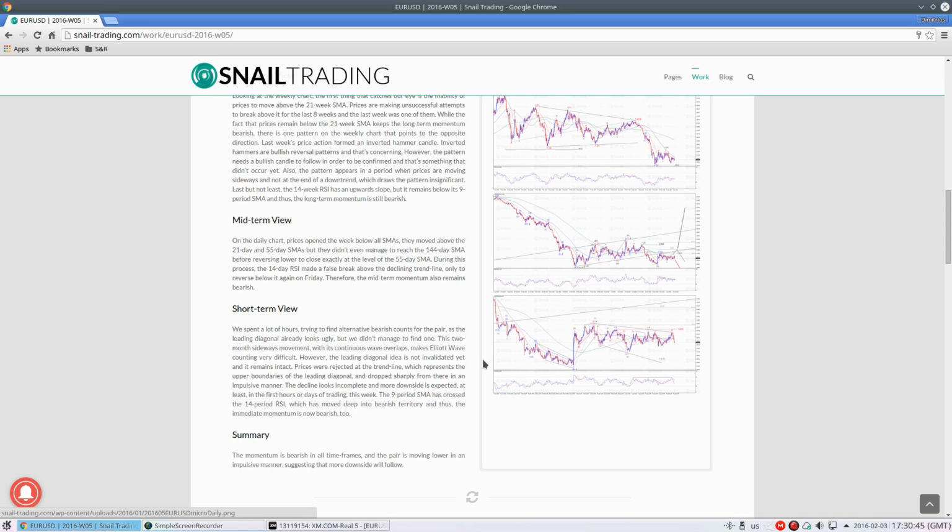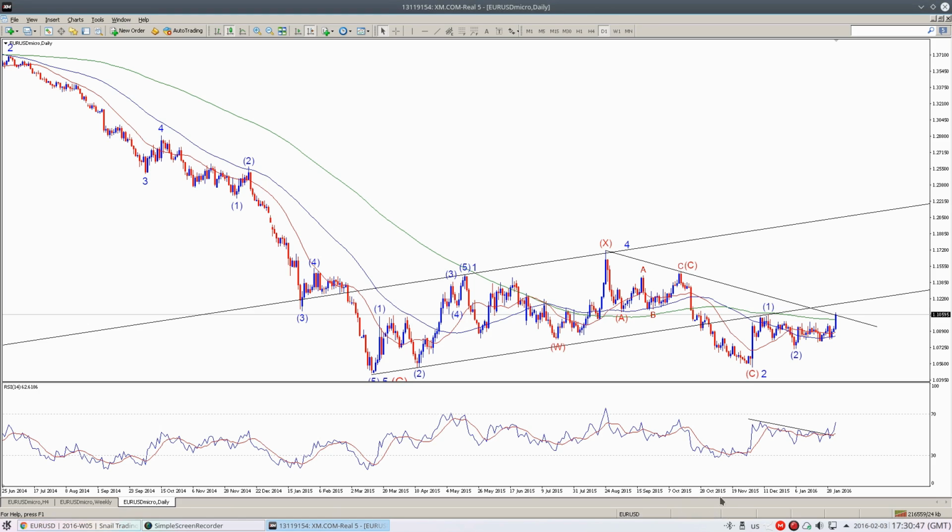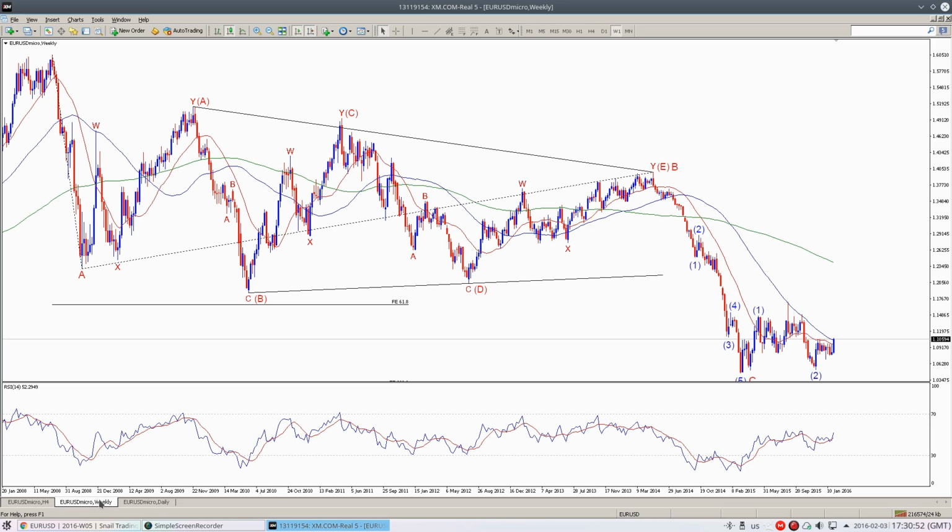So let's begin with the euro, and as you can see, I will begin from the weekly chart, and you can see here how I count this move to the downside as a complete 5-wave move to the downside, and we have 1, 2, and from here we go much higher.